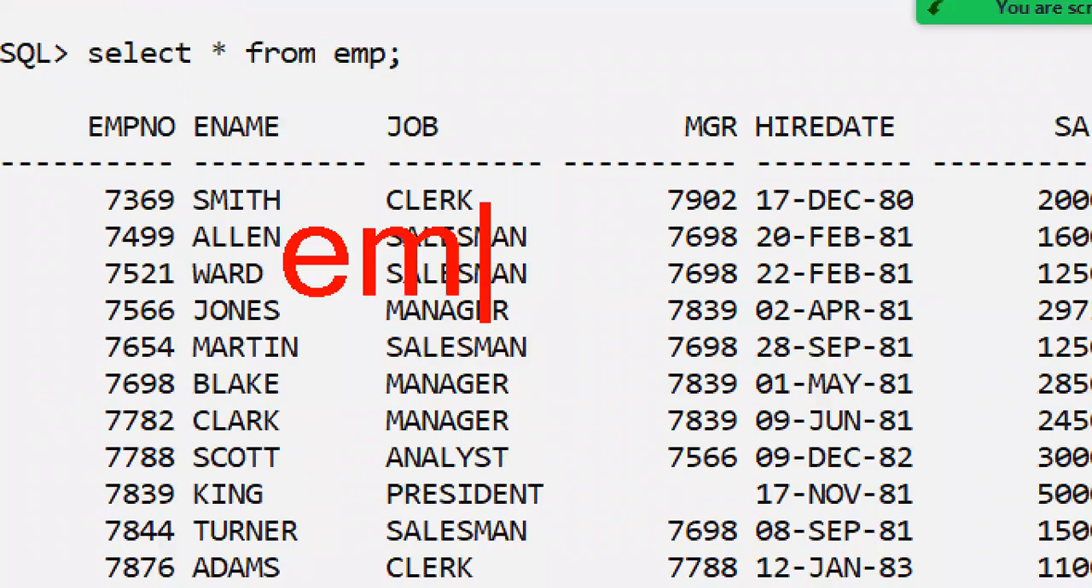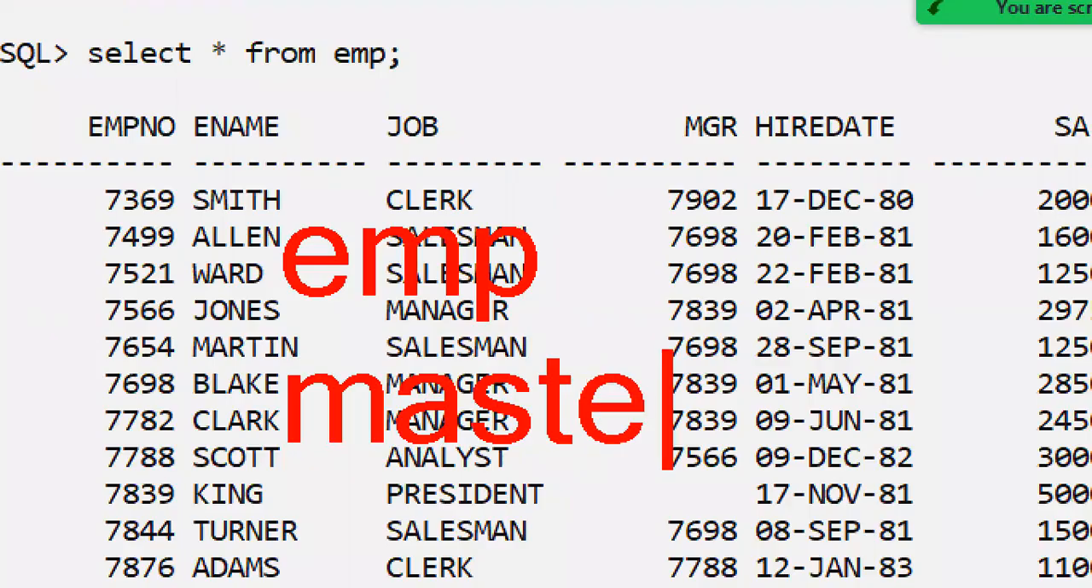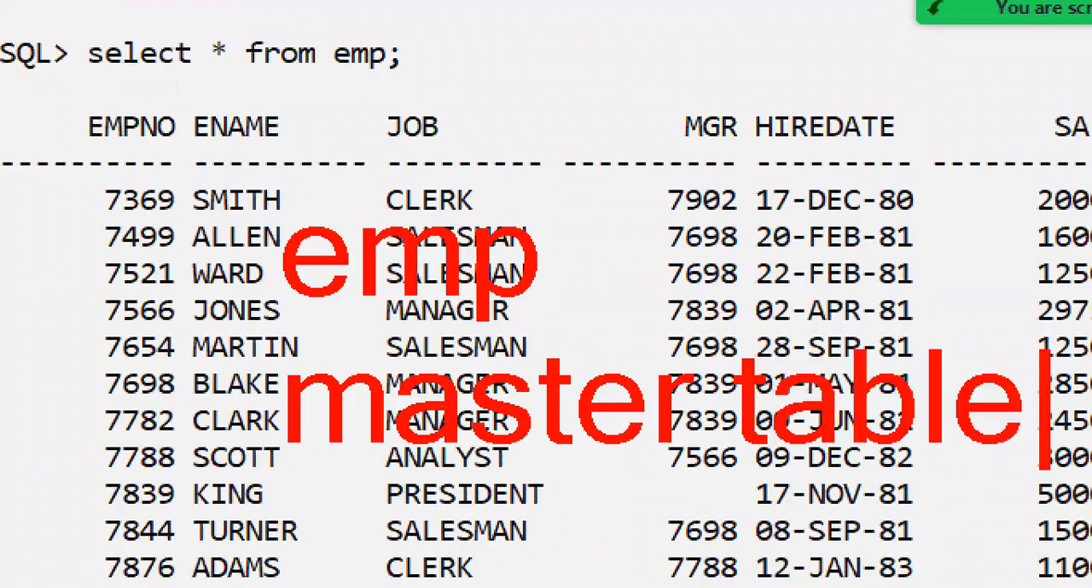Now here, EMP is what? Master table, they are telling. Okay, fine. For example, observe here. EMP is a master table, DEPT is a child table. So many fellows are first-time newcomers. You are also telling that EMP is a master table and DEPT is a child table.